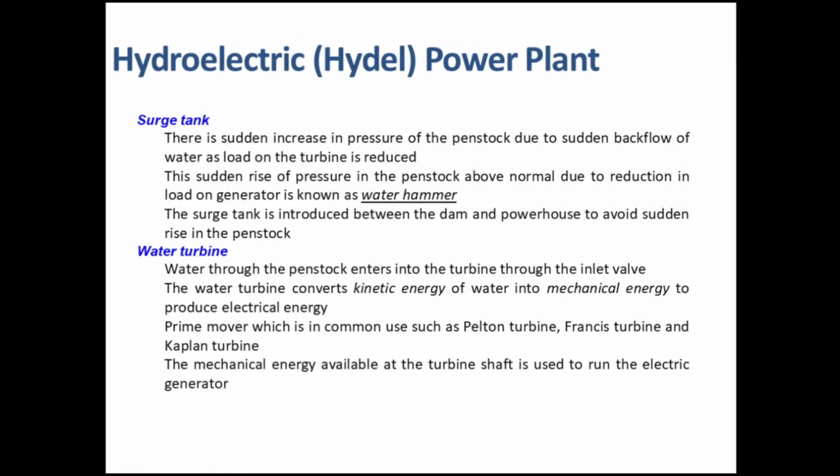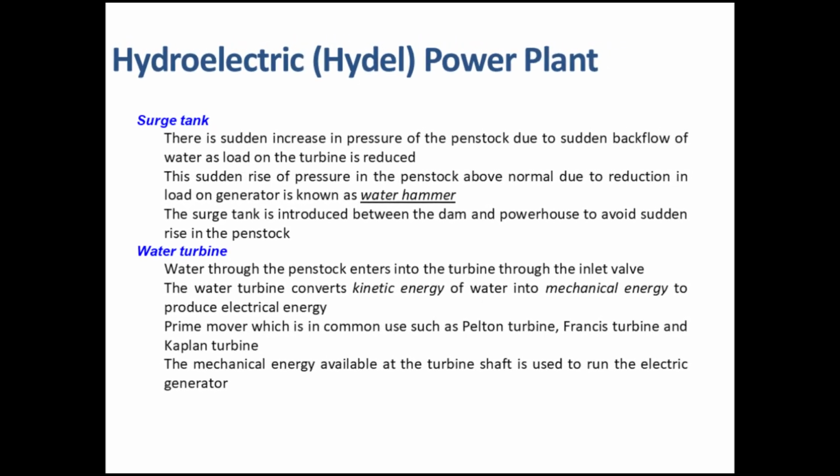Surge tank. There is a sudden increase in pressure in the penstock due to sudden backflow of water as the load on the turbine is reduced. This sudden rise of pressure in the penstock above normal due to reduction in load on the generator is known as water hammer. The surge tank is introduced between the dam and powerhouse to avoid a sudden rise in the penstock.